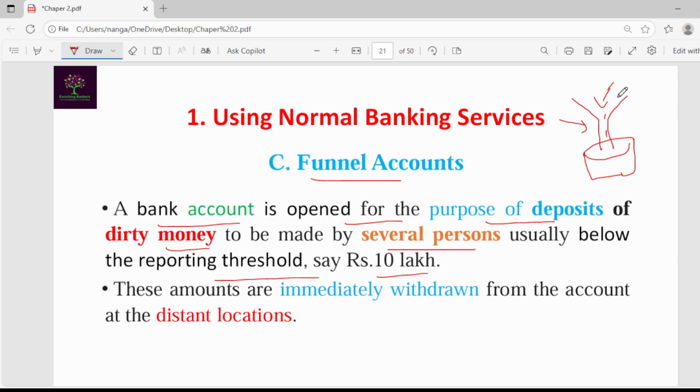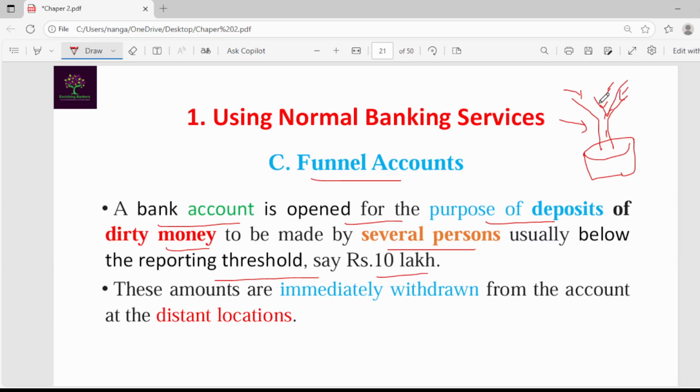So if you pour water here, here, and here, all the water is directed by the funnel into the vessel or bottle. In the same manner, one person can deposit in Hyderabad, one person can deposit in Tirupati, one person can deposit in Bangalore. So several persons deposit at several places into this funnel account.